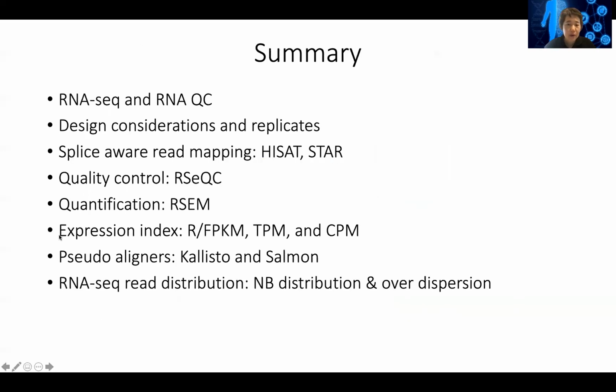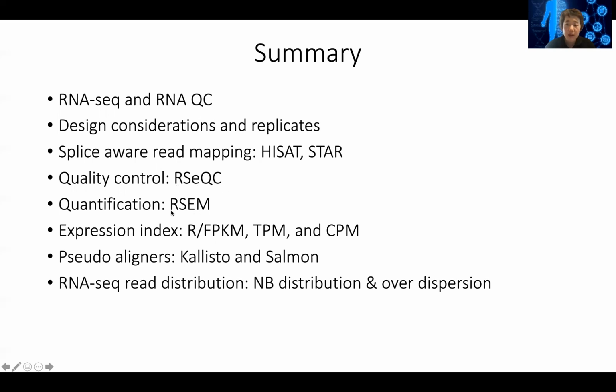So for today's lecture, we discussed the RNA-seq experiment and how to do quality control of your RNA before you put this in the sequencing library. There are some design considerations and also the importance of having biological replicates. We discussed how to do read mapping using a splice-aware read mapper instead of BWA, which maps to the reference genome just at the DNA level. And after read mapping, we then do quality control of the reads, and this is using RSeQC.